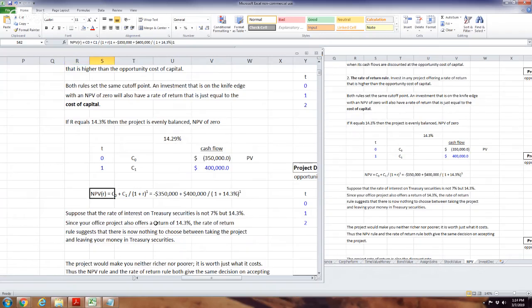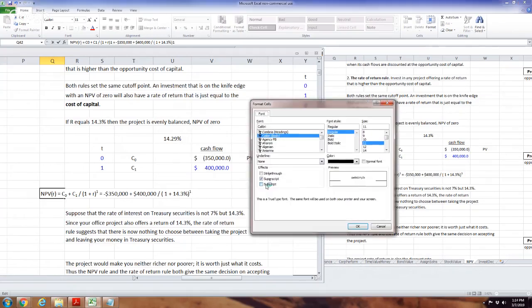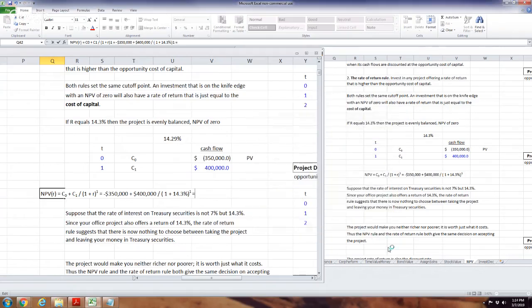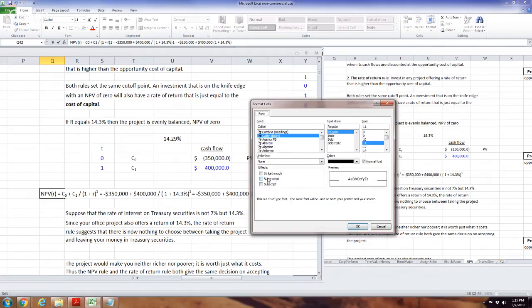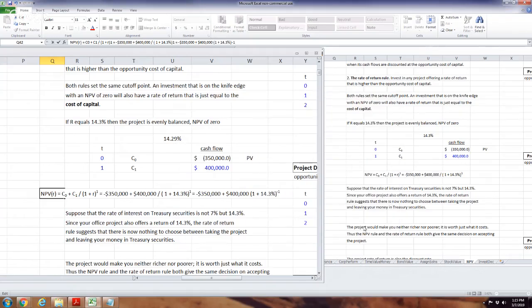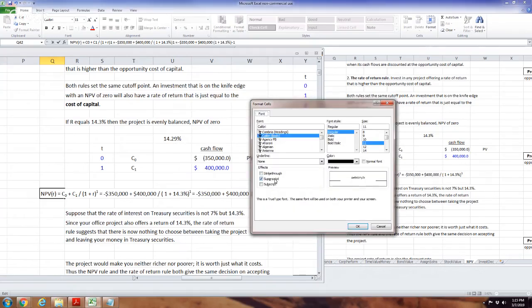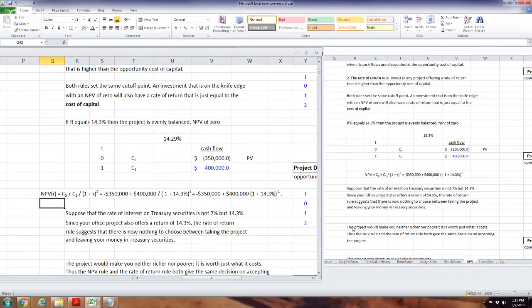So yeah, let's see if we can do that very quickly. Equals. You have to be careful. You have to hit the format. You have to get rid of the superscript next. Equals minus 350 plus 400,000, and then it's times 1 plus 14.3%. And now the exponent here is to the -1. And get rid of it for the future, and just put a period at the end of all that, just as in a sentence.